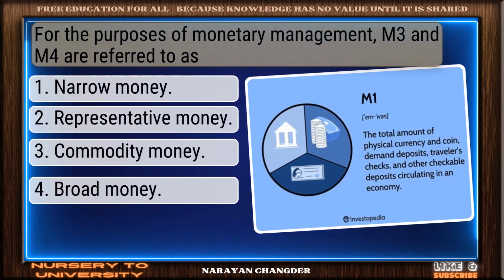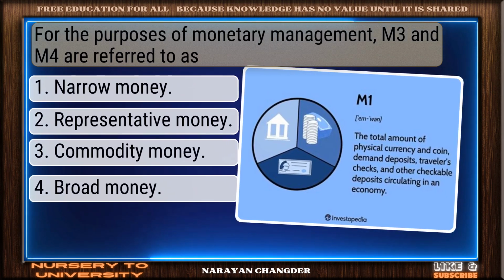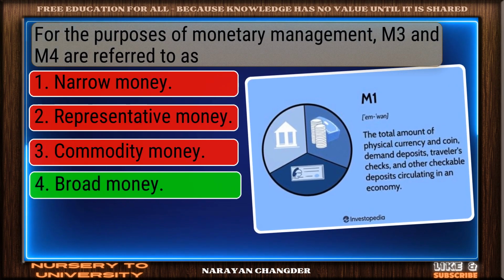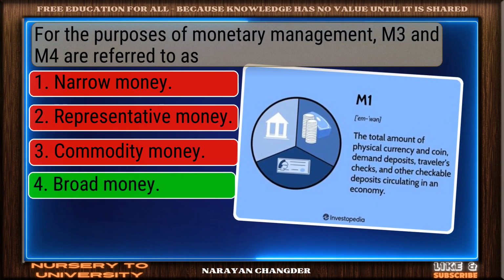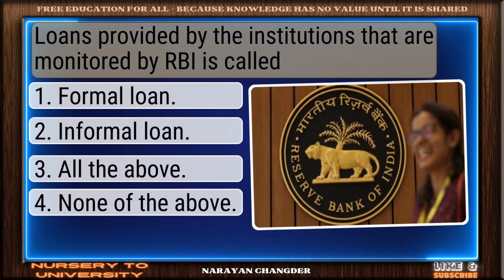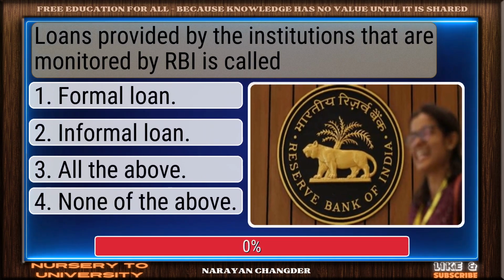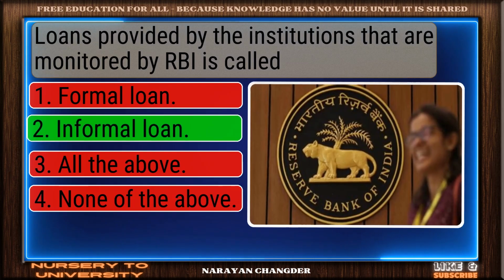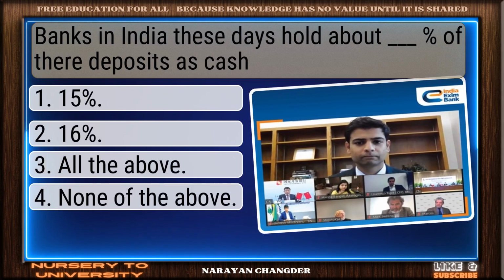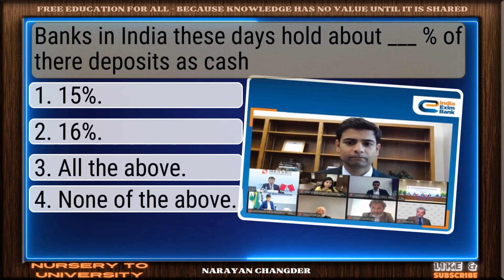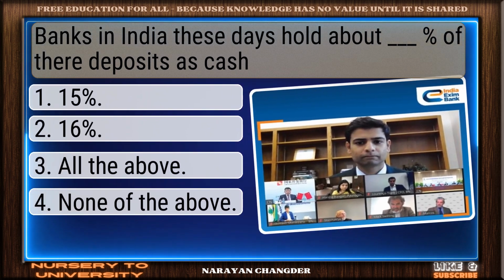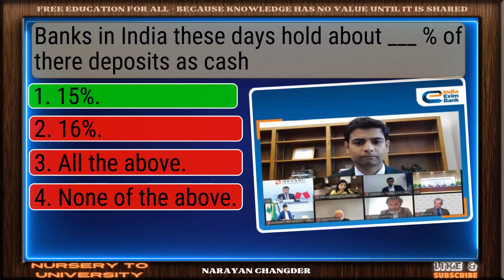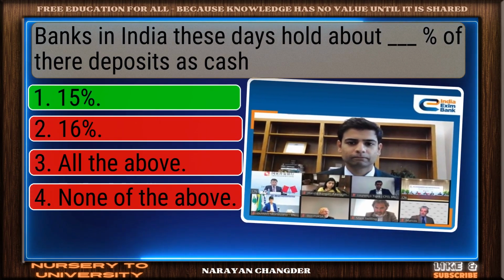For the purposes of monetary management, M3 and M4 are referred to as. You're right. Broad money is correct. Loans provided by the institutions that are monitored by RBI is called. Smart pick. Informal loan is correct. Banks in India these days hold about dash percent of their deposits as cash. Well reasoned. 15% is correct.